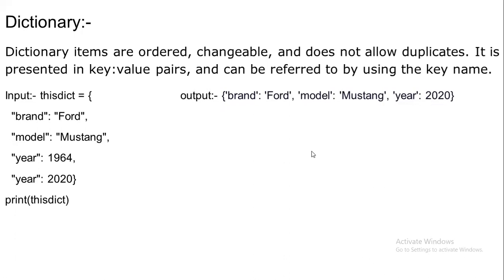So here, input is this dictionary, the object we created. It is going to have multiple values, and each value will be with some key. So I created a key brand and I am keeping Ford here, then model, year. So these are the keys and their values. Fine. Output: the output will come with the key and the value. Are you getting it, guys? Is it clear?